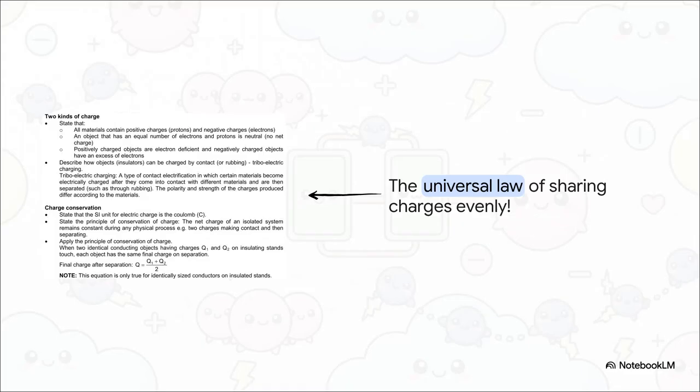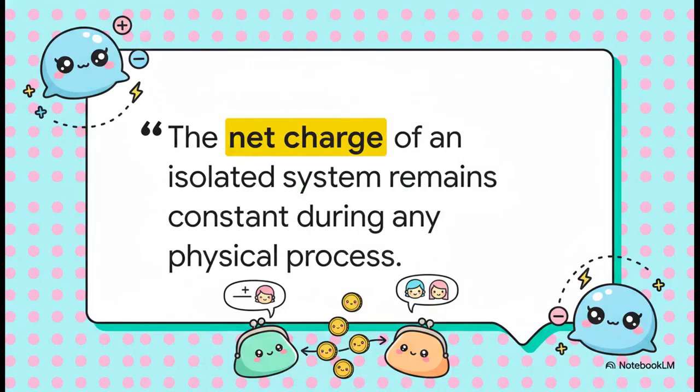Now, what's really interesting about this is how the DBE exam guidelines explicitly lay it out. The universe absolutely loves total balance. When two conducting objects touch, they don't just stubbornly hold on to their own charges. Instead, they interact and they share. And this introduces a massive, absolutely crucial concept, the principle of conservation of charge. You really need to memorize this exact phrasing for your exam. The net charge of an isolated system remains constant during any physical process.